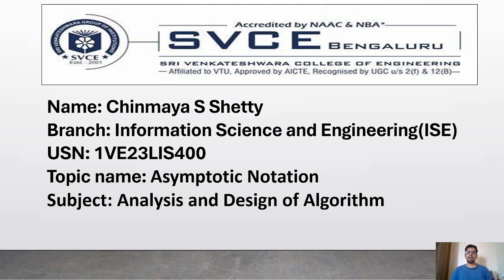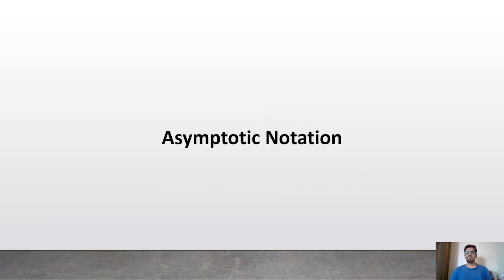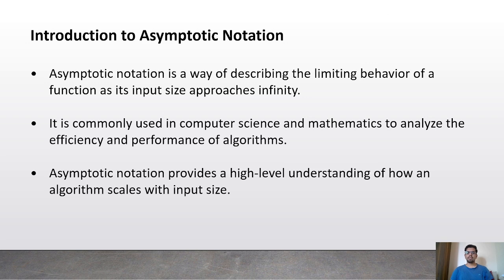In this video, I am going to tell about asymptotic notation from the subject of analysis and design of algorithm. Asymptotic notation is a way of describing the limiting behavior of a function as its input size approaches infinity. It is commonly used in computer science and mathematics to analyze the efficiency and performance of algorithms. It provides a high level understanding of how an algorithm scales with input size.